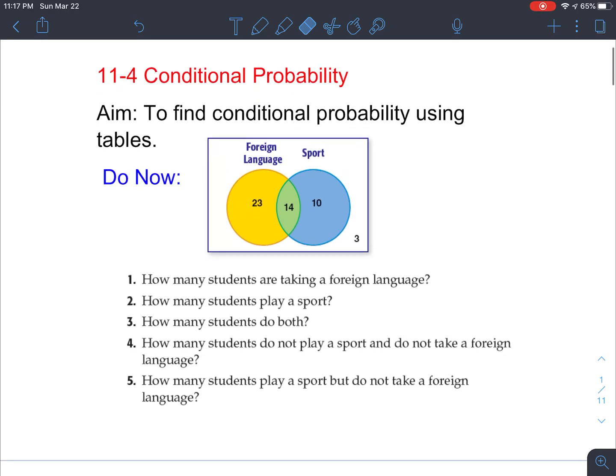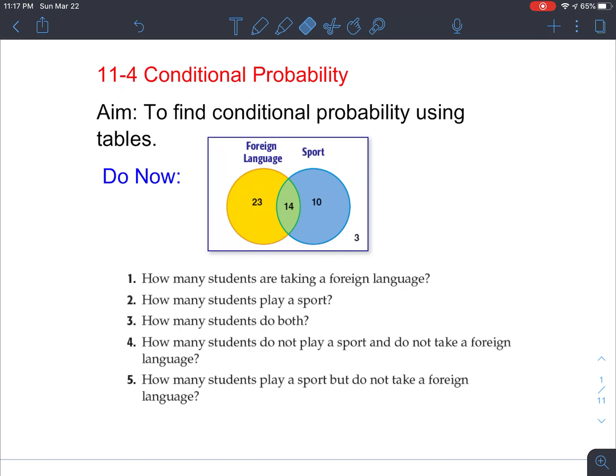Hey, welcome to my video on 11-4 conditional probability. The aim of today's lesson is to find the conditional probability using tables. So I'm going to ask that you pause your video and answer the 5 following questions based off the Venn diagram that you see. When you are done, you can unpause and we can answer them together.